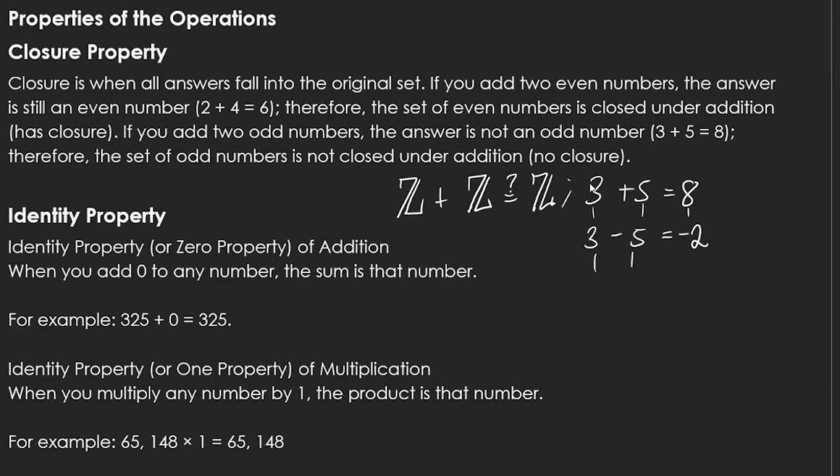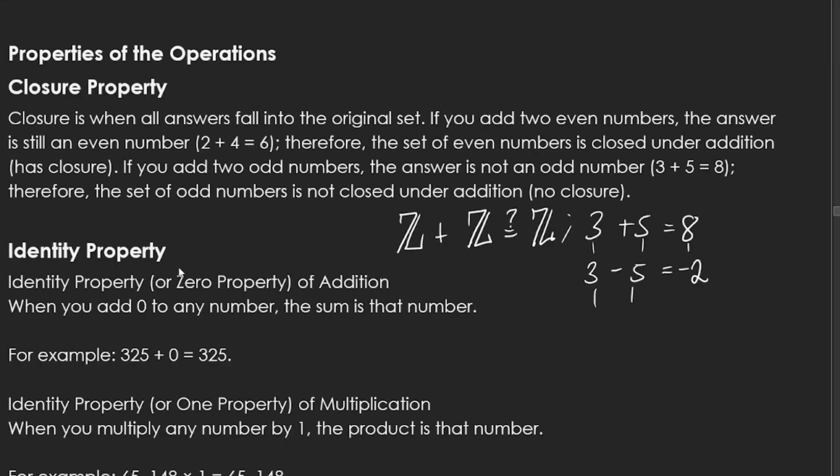3 is an odd number, 5 is an odd number. If I add those two, will it give me an odd number? No. 8 is an even number. So we can say adding two odds does not have a closure property.